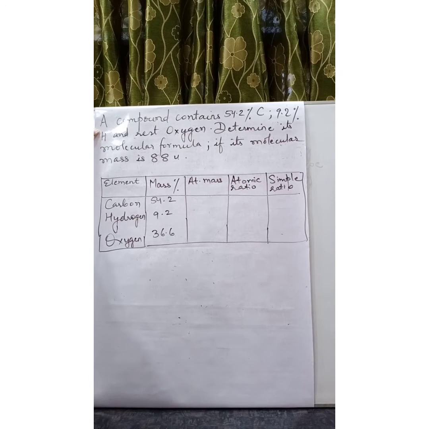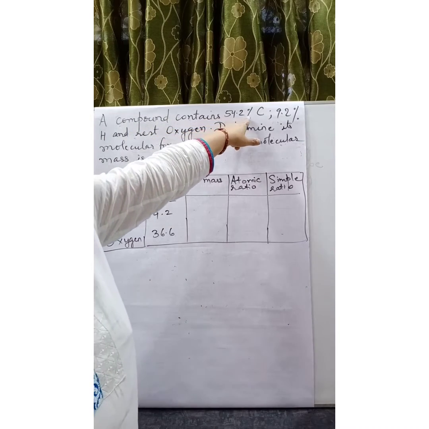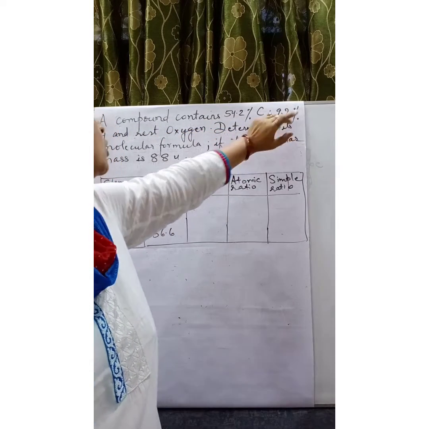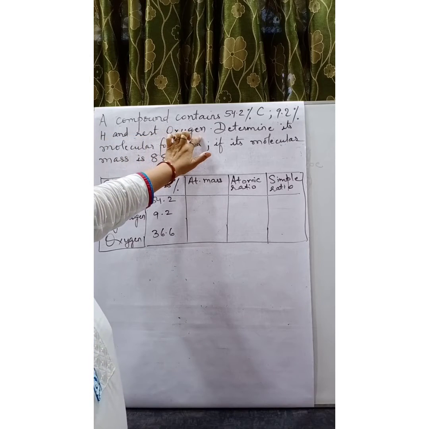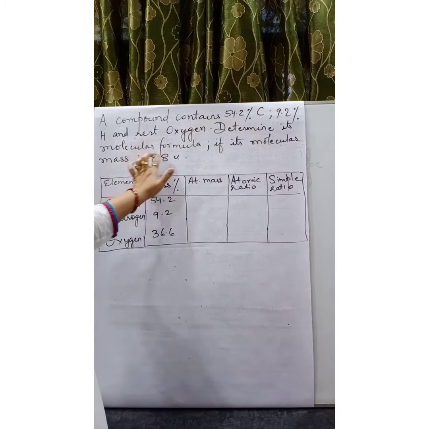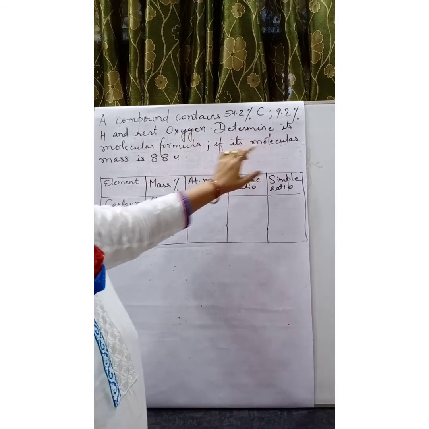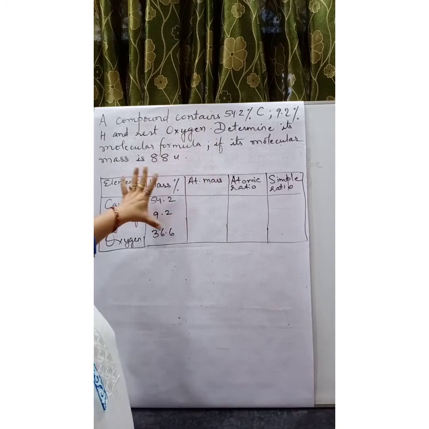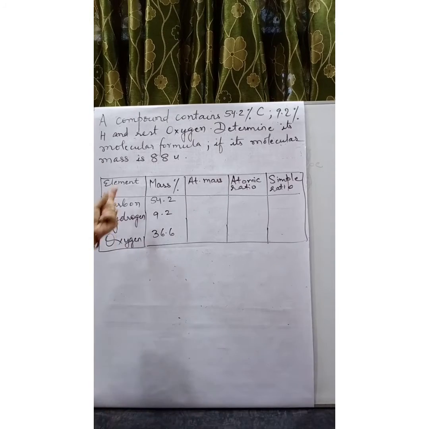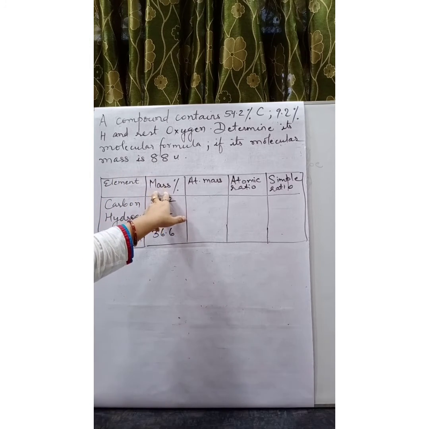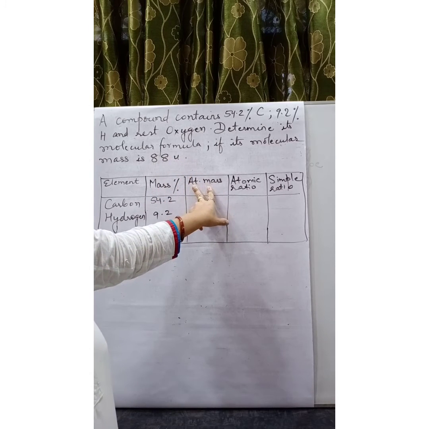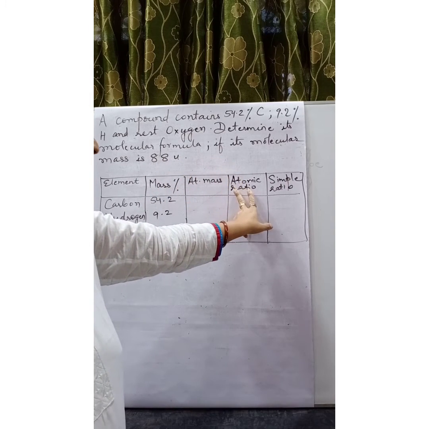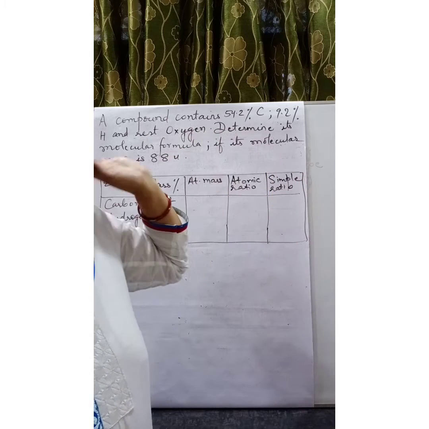The question is: a compound contains 54.2% carbon, 9.2% hydrogen and the rest oxygen. Determine its molecular formula if its molecular mass is 88 u. For solving this, we will first make a tabular form. In this table, the first column tells which elements are present, then mass percentage, then atomic mass, atomic ratio and simple ratio.